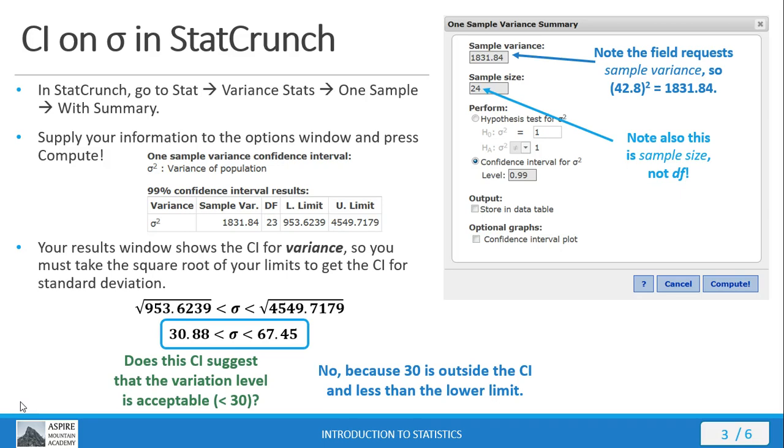So decreased quality control comes when you have more variation. Okay, so the fact that our confidence interval is greater than our threshold value, not less, but greater, says we have more variation in our process than what we can reasonably tolerate. And so, no, this level of variation is not acceptable.